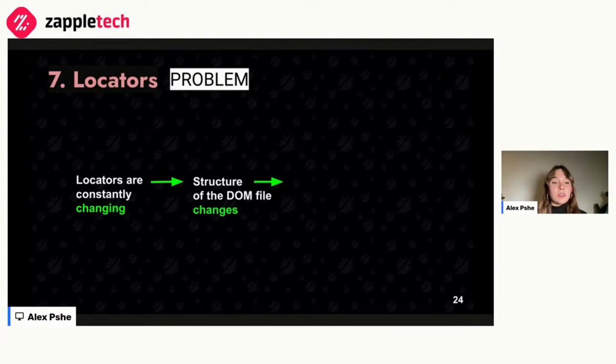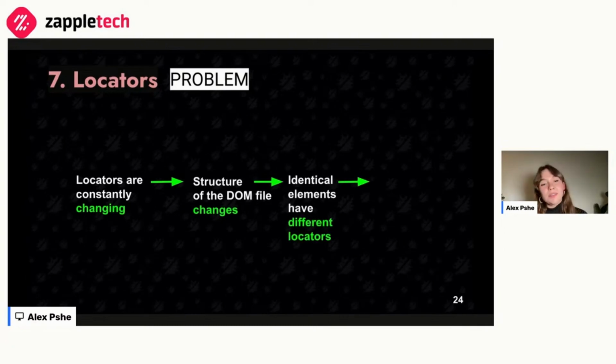Also, sometimes the structure of the DOM file changes. Or another problem, at the next level, is when identical elements have different locators, so we cannot find them as a collection. And of course, all of these situations lead to instability and high cost of maintaining UI tests.